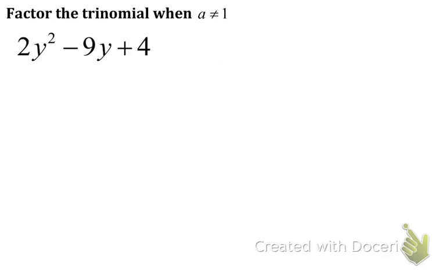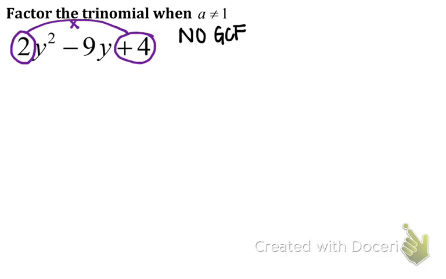In our first example, we have 2y squared minus 9y plus 4. So, first we need to identify if we have a greatest common factor that can be factored out. In this case, there is no greatest common factor. So, we can proceed with step 2, which will be to multiply our a term and our c term. When we multiply a times c, we are trying to identify the factors of a times c, which is 8.